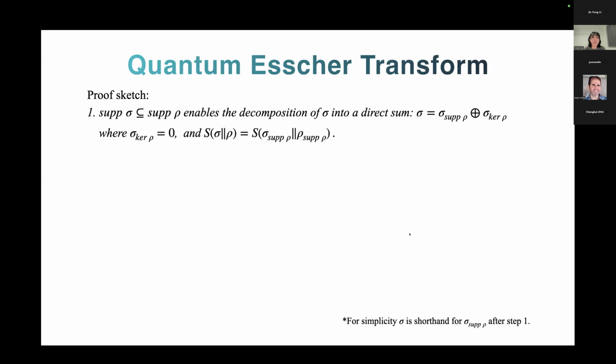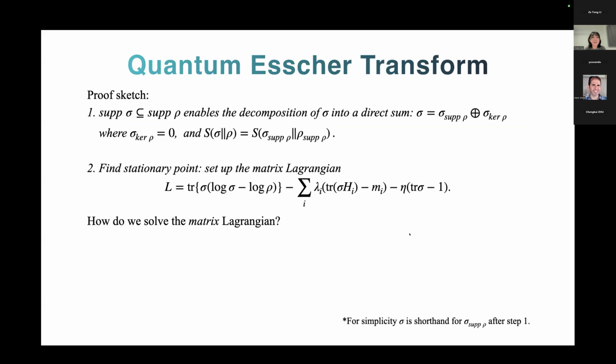Because of the different subspaces, support and kernel of this rho, we can decompose the sigma into two forms. One is the sigma within the support of rho, which is the main form in this proof and also in the solution, while the sigma within the kernel of the rho contributes nothing to this form. And next, we want to find the stationary points. Then we use the same method as the classical problem solution. We use the matrix Lagrange multiplier.